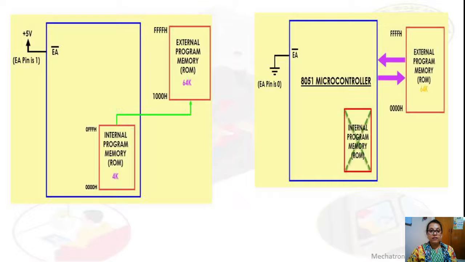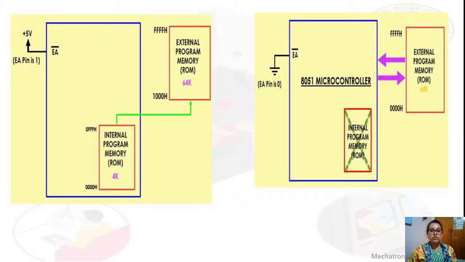If the address exceeds 0FFF, if it is in this range, for example 1000, then it will go for the external program memory, and this external program memory is limited to 64 kilobytes. Okay, see the address. This is only for the internal ROM, 0000 to 0FFFH. Here for the external program memory, it is from 1000 to FFFFH.